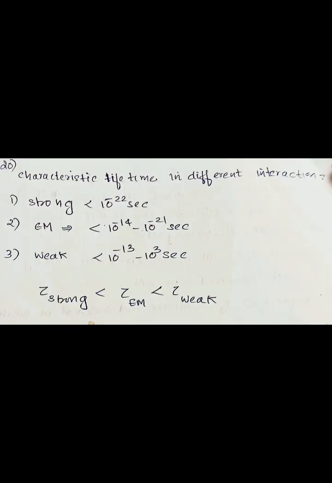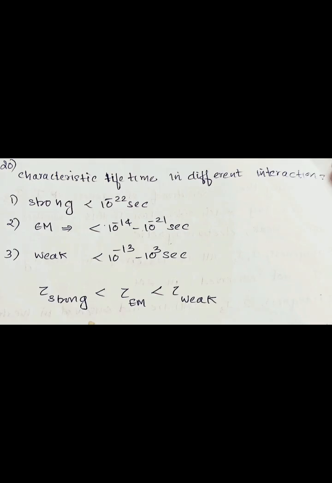The next question is, the mean lifetime of the following decays: rho 0 gives pi plus plus pi minus, pi 0 gives gamma plus gamma, mu minus gives e minus plus nu e bar plus nu mu, are tau rho, tau pi, tau mu respectively. So they satisfy dash. So here we need to understand the characteristic lifetime for different interactions.